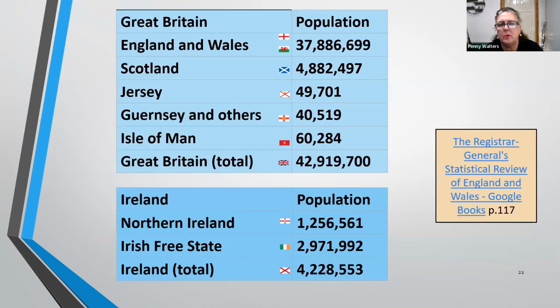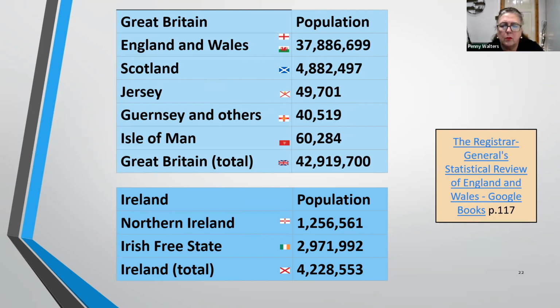So how many people was this involving? Well, in Great Britain, England and Wales, it was nearly 38 million. Scotland, nearly 5 million. Jersey, 49,000. Guernsey and some others, 40,500. Isle of Man, 60,000. And let's hope I've got my maths right, 42 million, nearly 43 million.